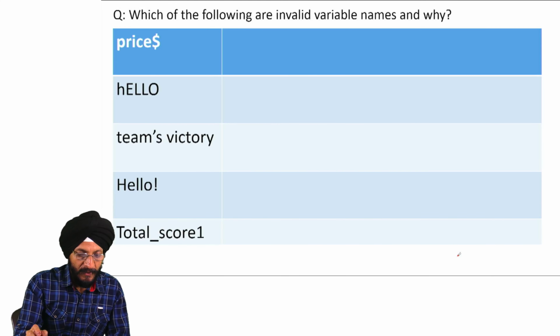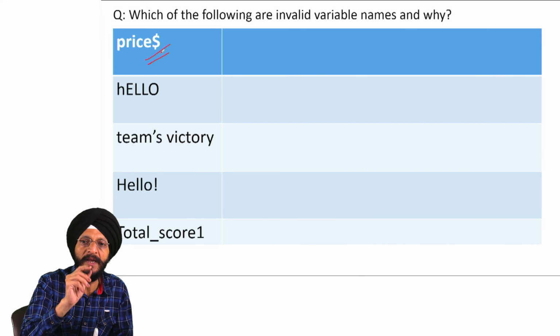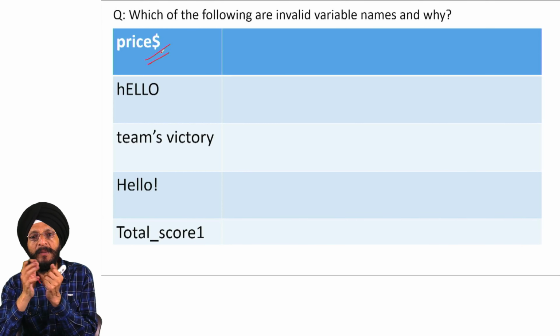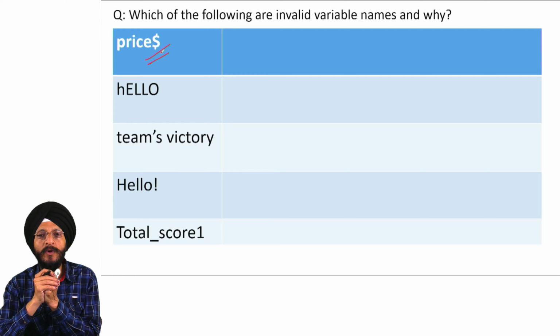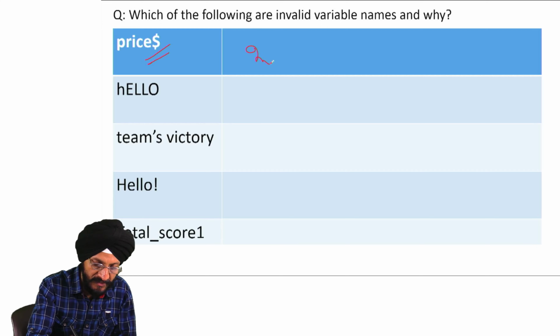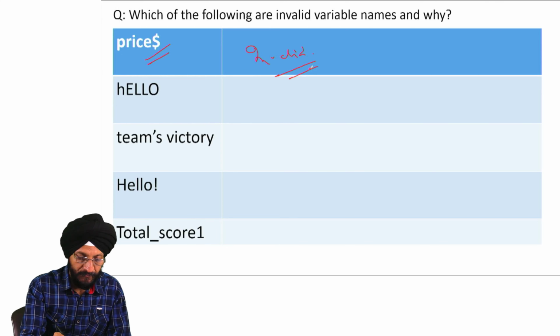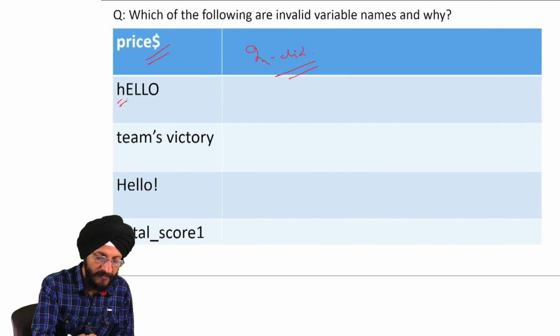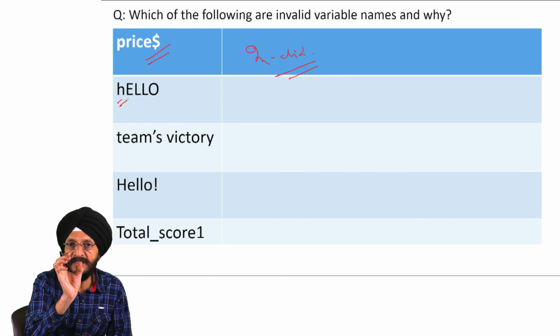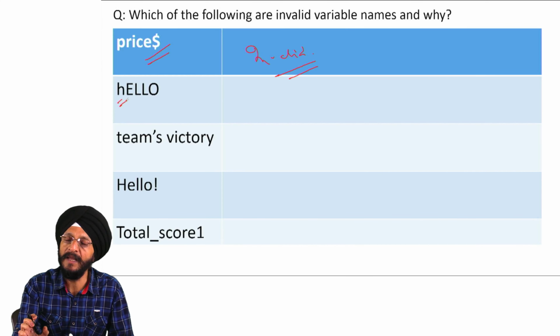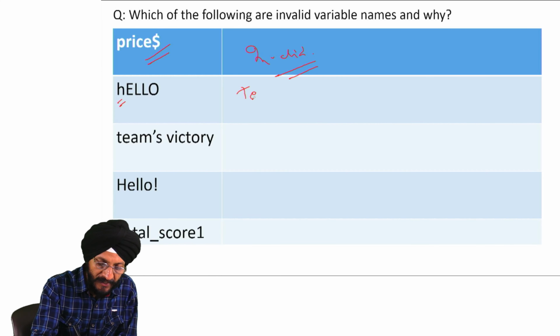Next, price followed by a dollar sign. As already told, in the case of variable naming conventions, we cannot make use of any special characters except underscore. So here it is an invalid variable name. Next is hELLO. Here H is written in small letter and the rest of the characters are in capital letters. Now technically valid.